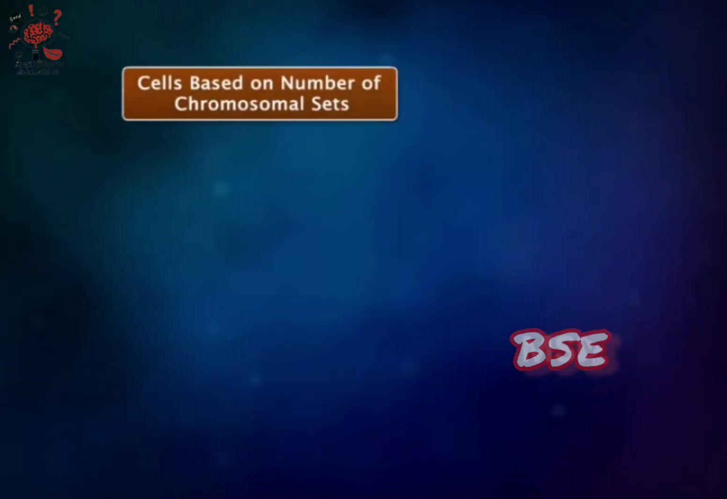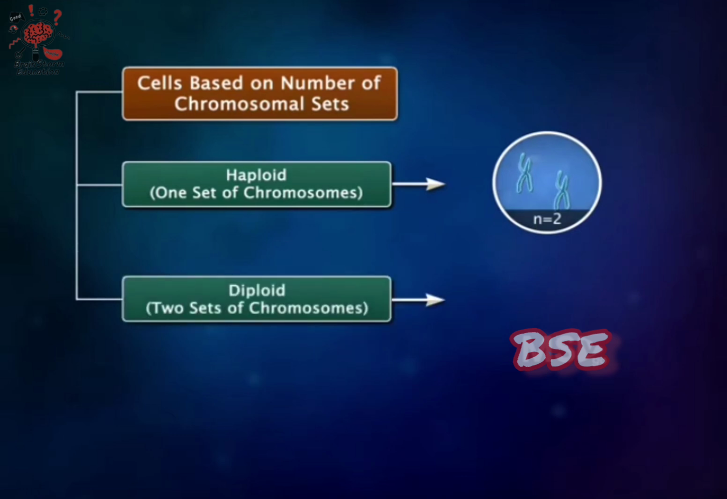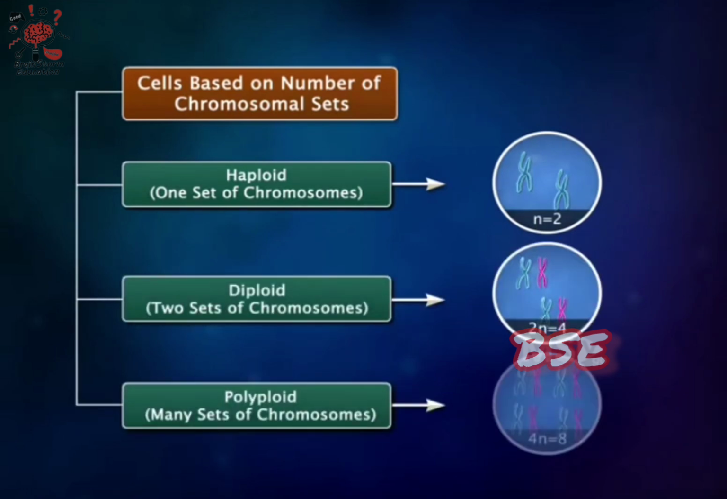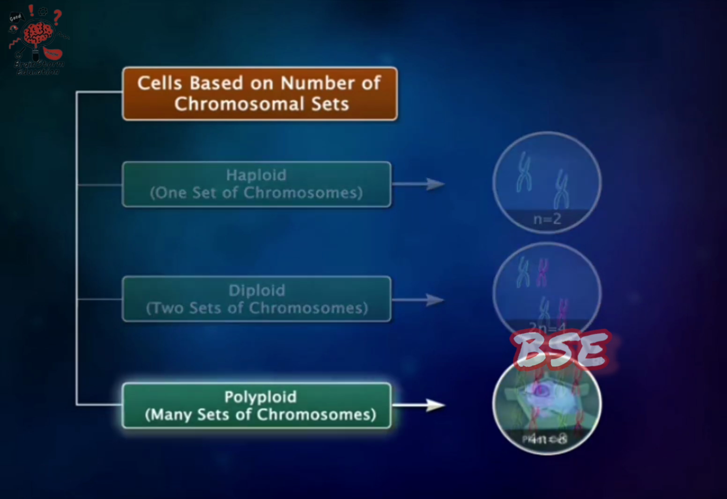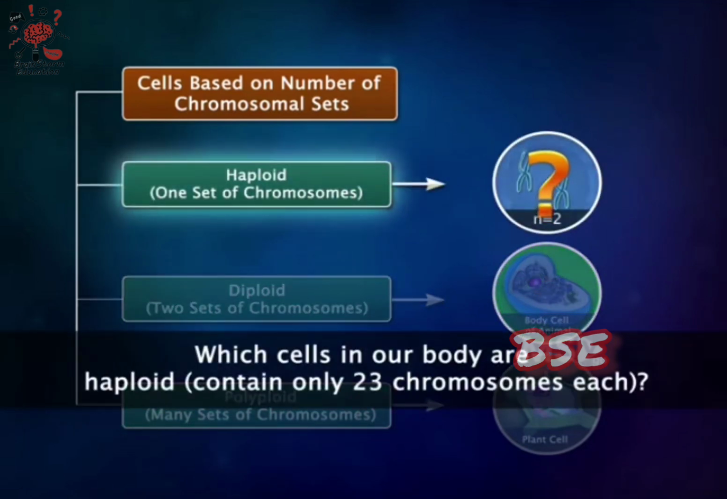Based on the number of sets of chromosomes in the nucleus, the cells of living organisms can be of different types. A haploid cell has only 1 set of chromosomes, a diploid cell has 2, and a polyploid cell has many sets of chromosomes. Most plant cells are polyploid cells, whereas animals, including humans, have diploid body cells. Can you think of some cells in our body that each contain only 1 set of chromosomes?